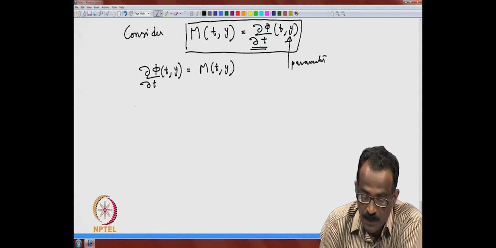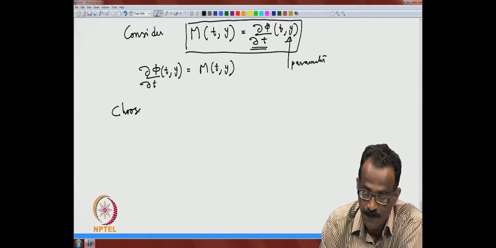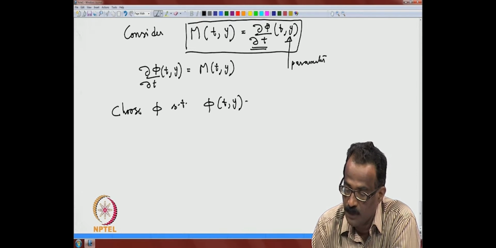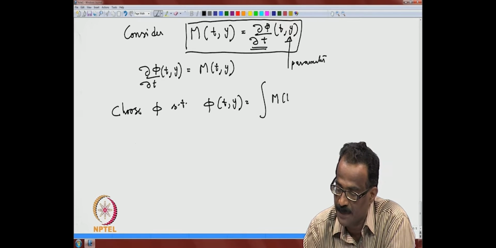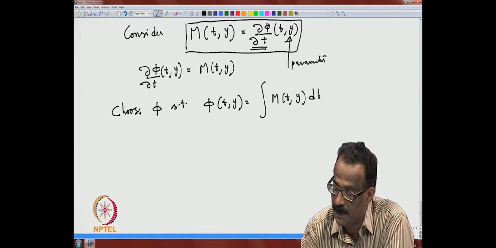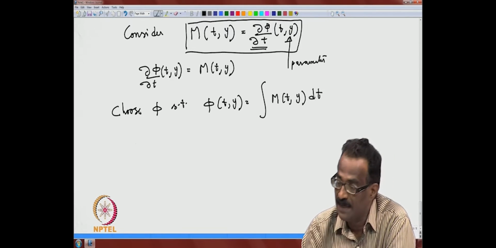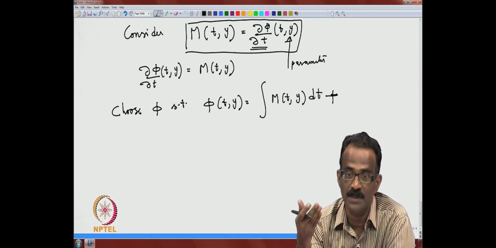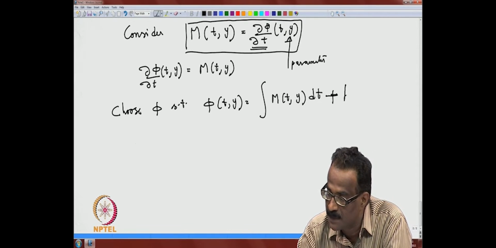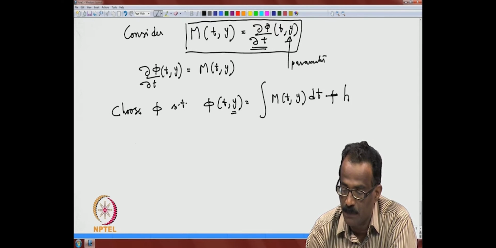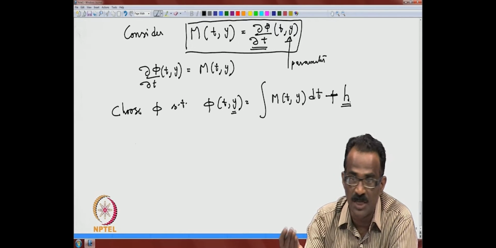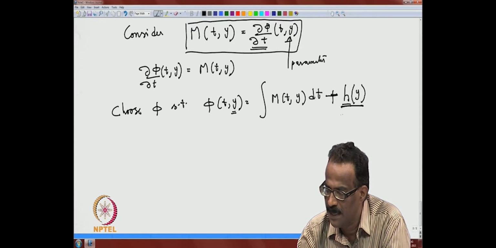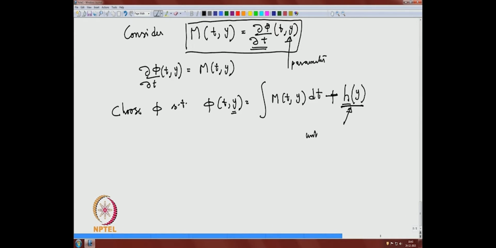So, the best way is that you choose phi such that φ(t,y) is just the integral of m(t,y), and the integration is with respect to t. But of course, when you integrate, there will be an integration constant, and that constant will depend on this parameter. For each fixed y you will have a constant h; when the parameter changes, this constant changes. So, the constant is an unknown function h in y.